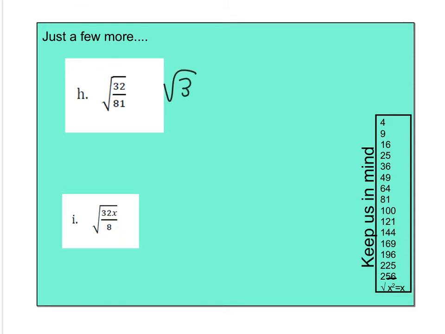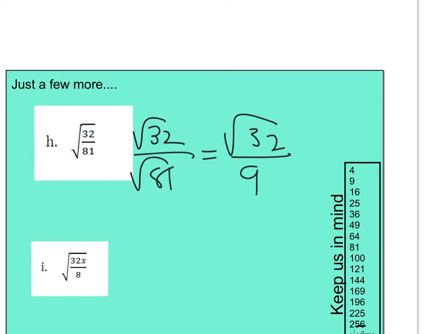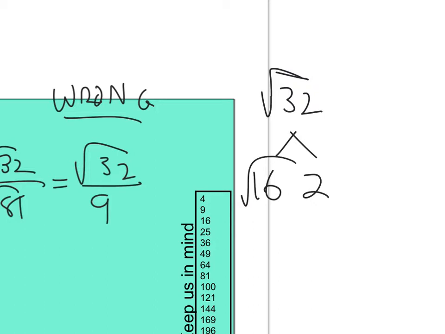So here, before you start getting tricky and trying to simplify things in here, what I would want to do is go square root of 32 over square root of 81. So square root of 81 is going to be 9. Square root of 32, if you left it like this, this is going to be wrong because it's not fully simplified, okay? You can simplify square root of 32 into 16 and 2, so that's going to be 4 square root of 2.